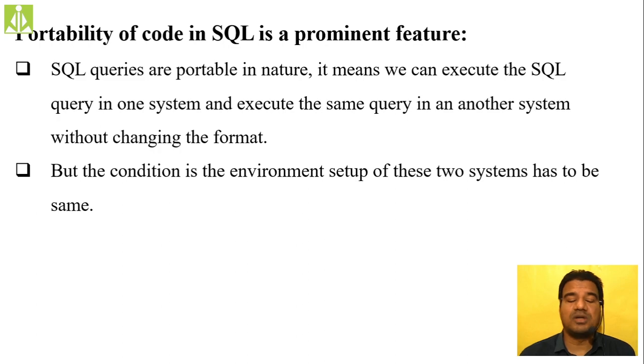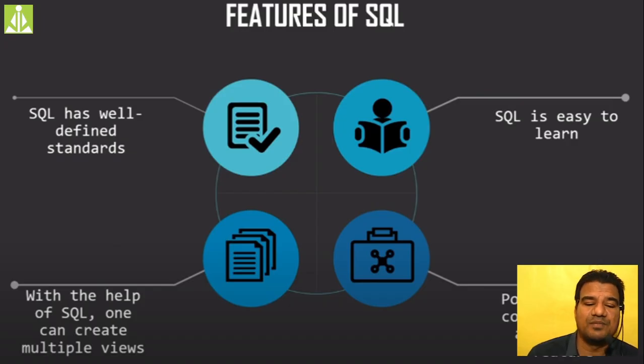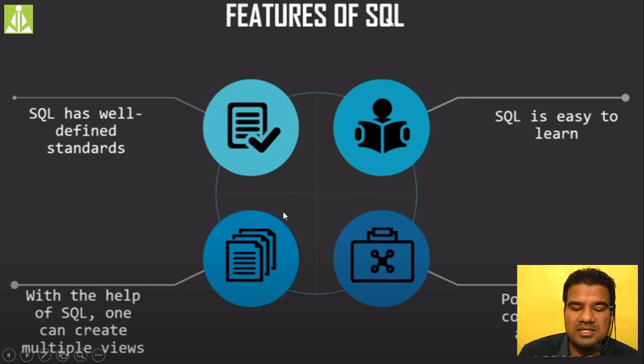Then, portability of the code, the last feature of SQL. Well-defined standards, easy to learn: these icons themselves give the meaning. The right mark shows that the standards we have are well-defined. The person doing some learning shows that learning is very easy. Views are nothing but retrieving or copying the data: creating temporary tables, virtual tables, views, doing data visualization. All these are possible with the help of SQL, and these are all features of SQL.